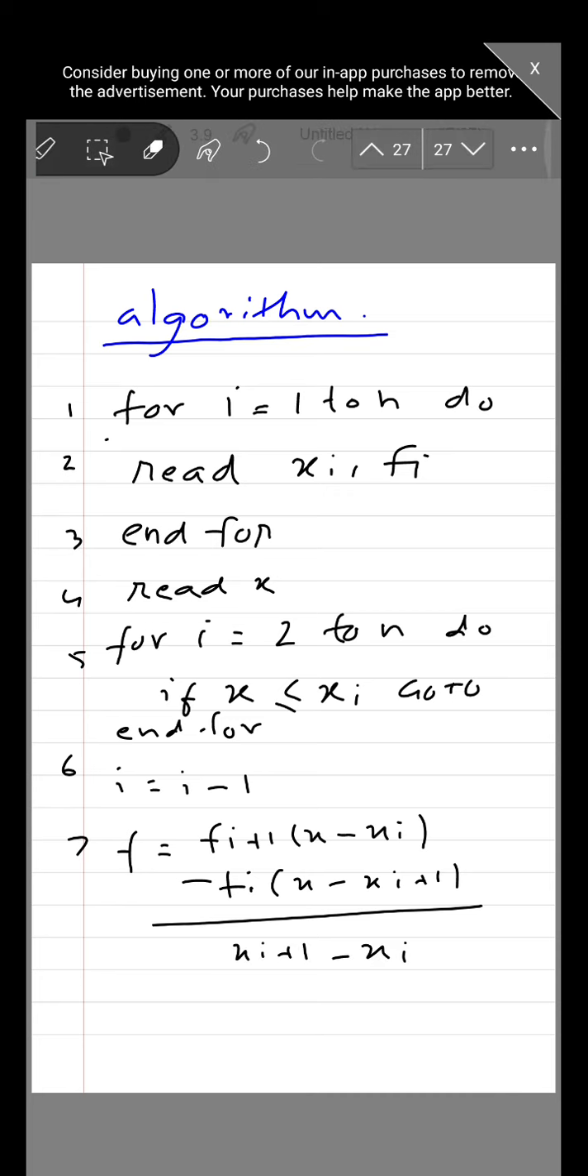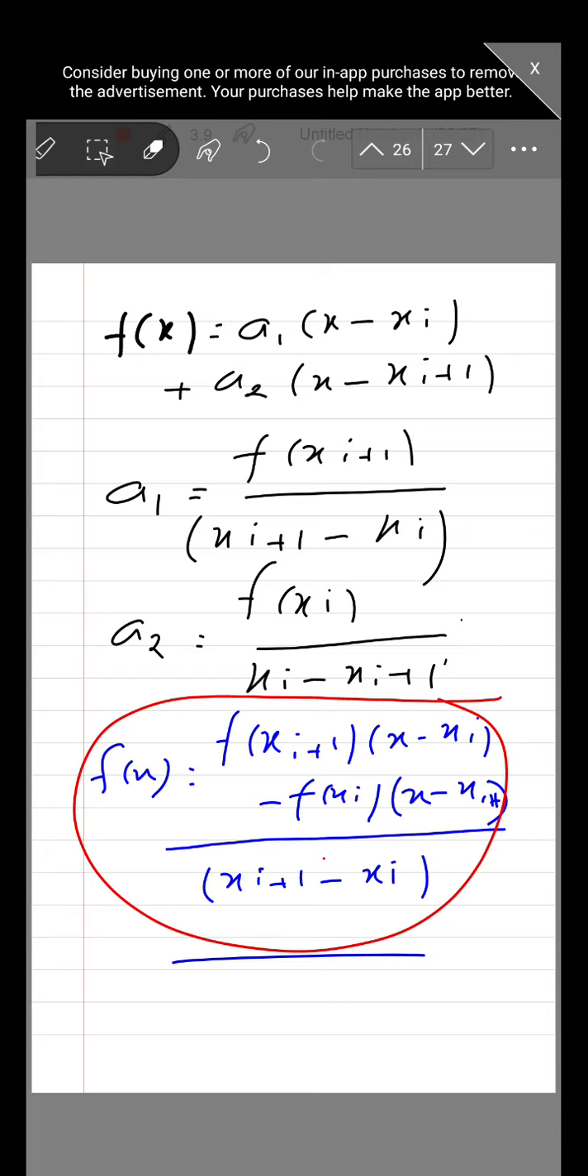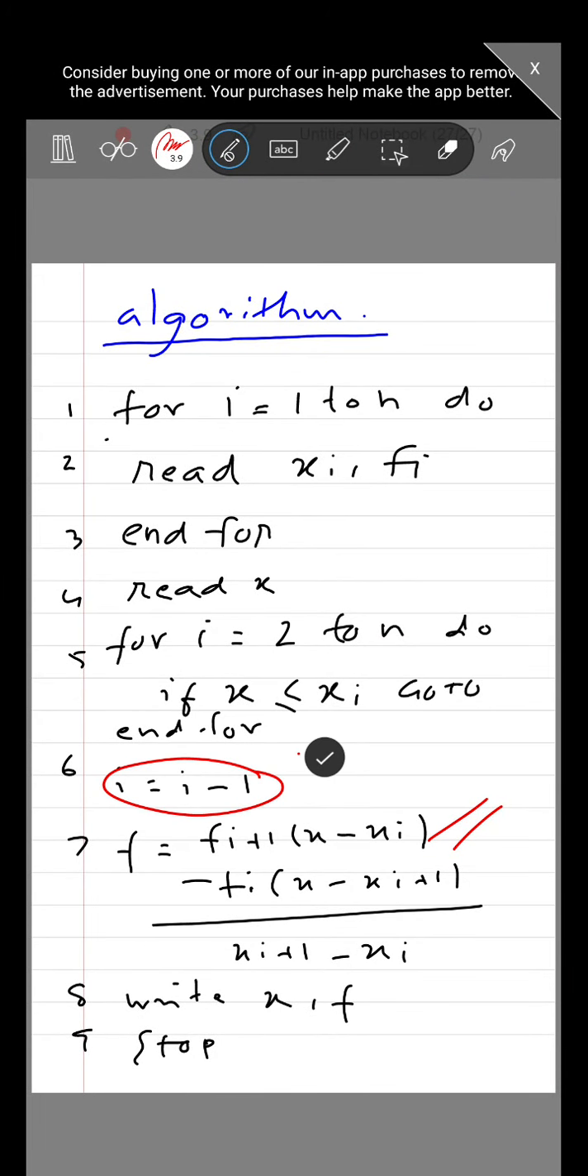This is the last equation that we have just written. This equation has been incorporated into this algorithm. Then we get the values, write x and f, and the last step is stop. The important step here is for x less than xi. It reads the first values, then from the second value onwards, if x is less than xi, it will perform this operation, otherwise it will stop. So this is the algorithm.